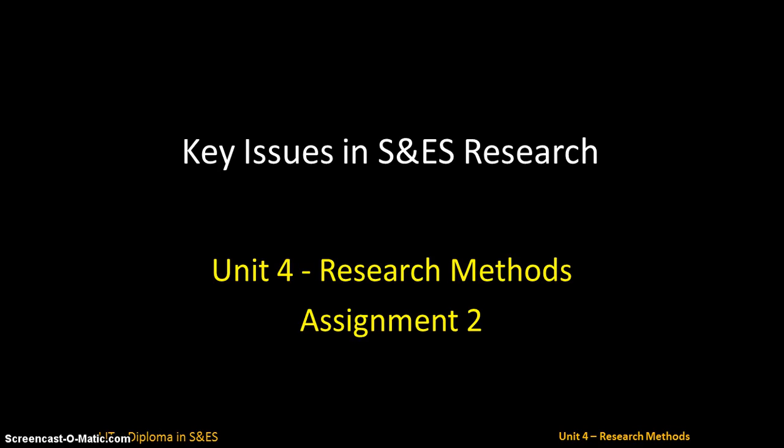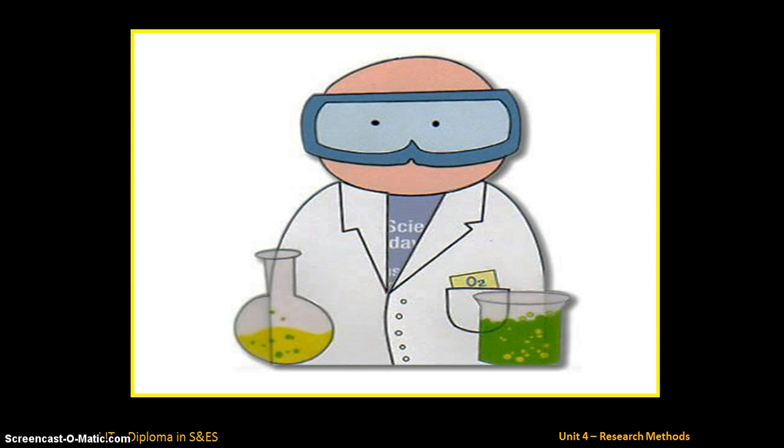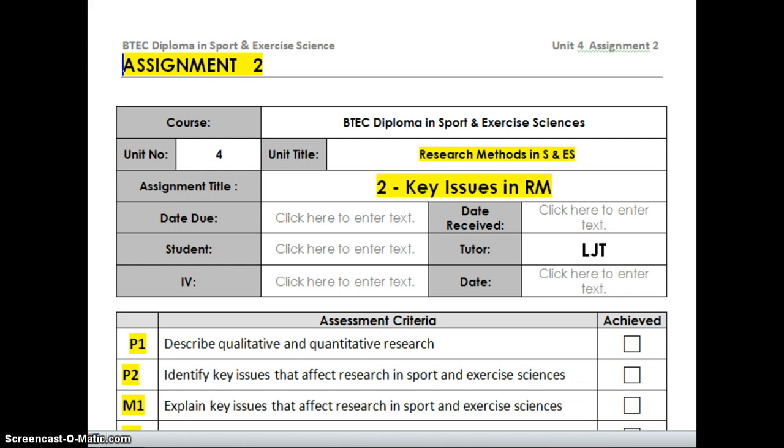Okay, assignment 2, research methods. This looks at key issues in sport and exercise research, and essentially has two sections. We'll explain those. So again, this is looking at you as a researcher and the different types of research you might carry out, and some issues that you need to be mindful of when you're collecting data. Jumping on to show you the assignment brief then.